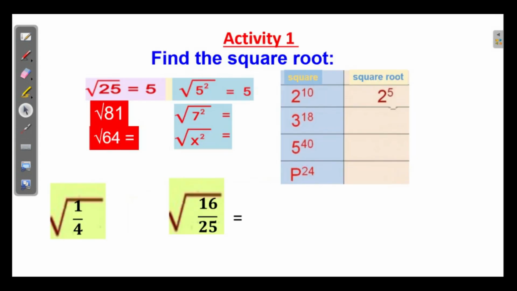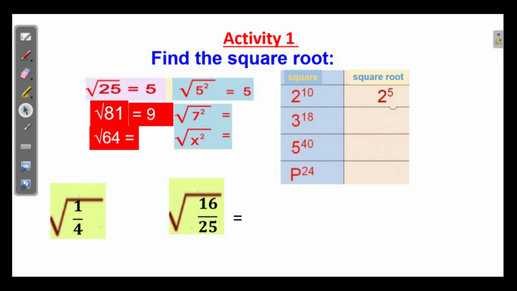The first activity is find the square root. Square root of 25 is 5. We know 5 square is 25. So, square root of 25 is 5, or square root of 5 square is 5. Then, square of which number is 81? 9 square is 81. So, square root of 81 is 9.